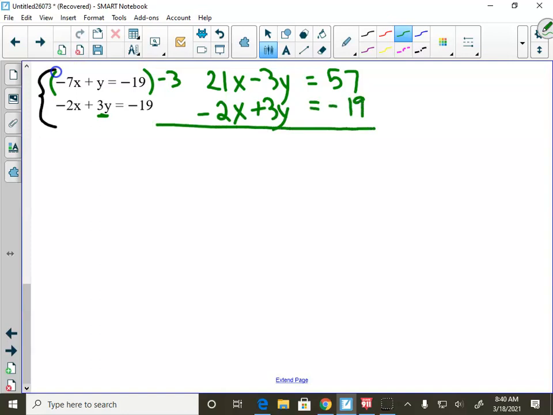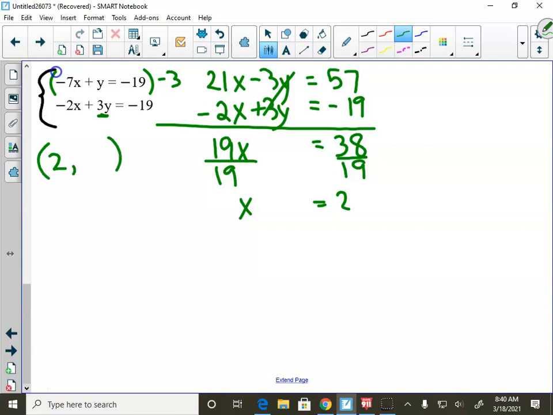Now, if I add these two equations together, I'm going to get 19x, and again, my negative 3y and positive 3y, those are going to drop out. I'm eliminating the y. And that's going to be equal to 38. And then divide both sides by 19. And x is equal to 2. So, now I know x is equal to 2. Come over here, and I can put my 2, comma, and then just figure out what y is.